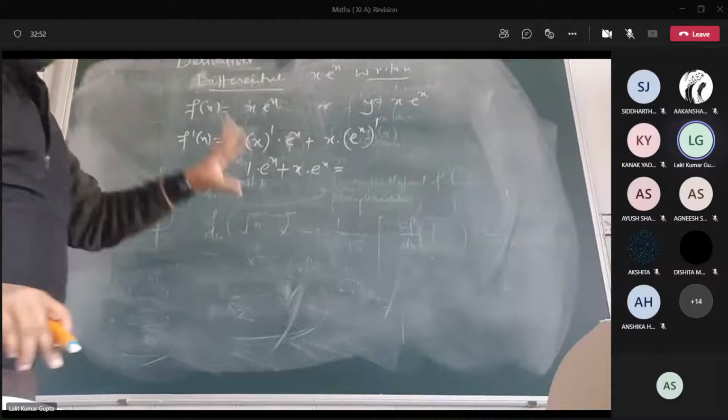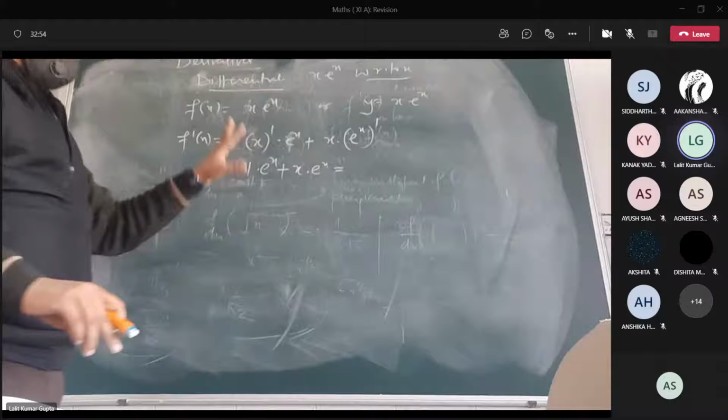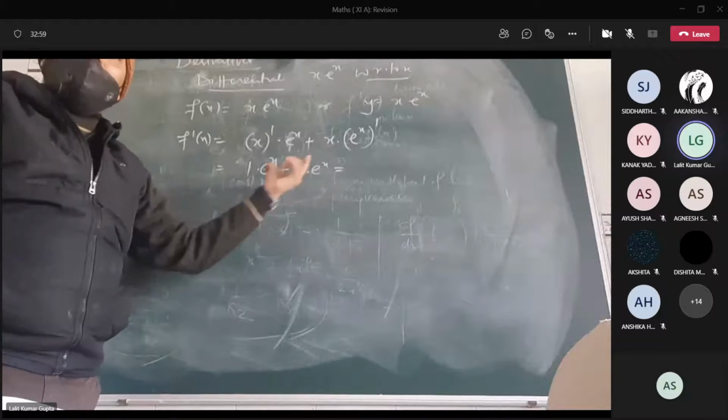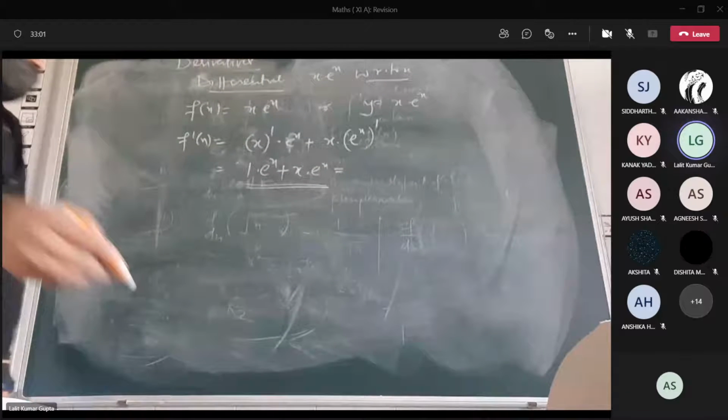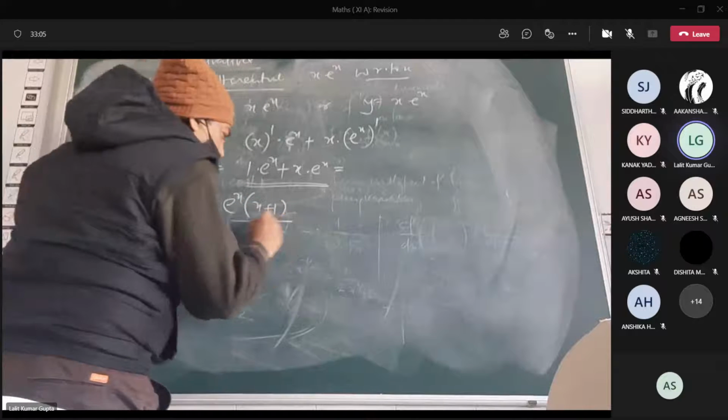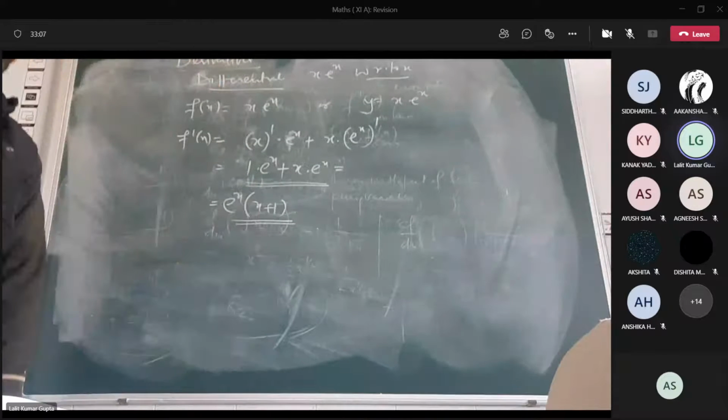But always remember in calculus that wherever you find anything for simplification, we can do it. Here e^x is common, right? Yes. So the simplified answer you have to write, beta, always.